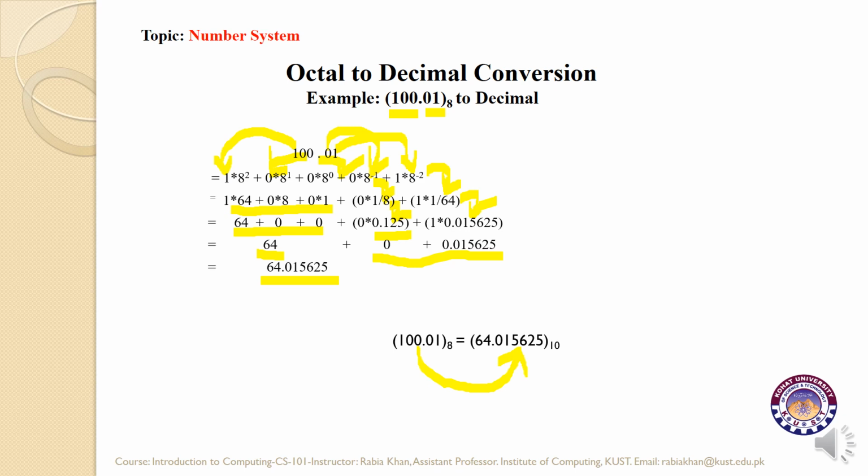So this is how we have merged both the techniques. We handled integer parts separately and we handled fractional parts separately in previous slides. And here we have merged both the techniques for the integer part and for the fractional part. I hope you have understood the method of how you can convert an octal number to the decimal number system. Let's see another example.